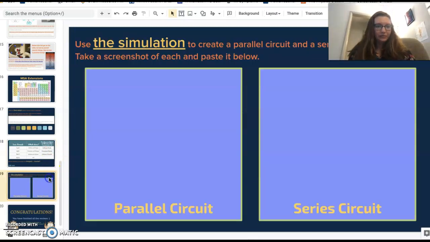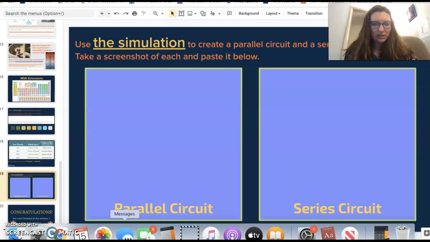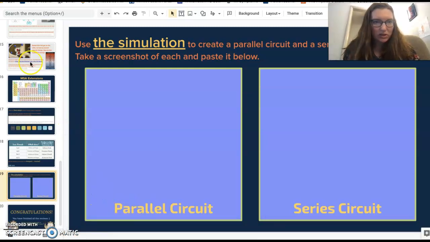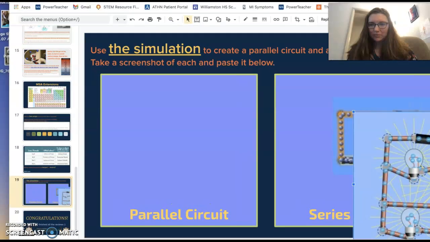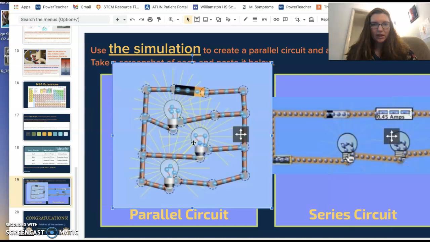Okay? All right, a parallel circuit and a series circuit. I actually did this already, so I think I have it in my pictures here. Okay, so I just pulled these from my photos. So a parallel circuit looks like this, and it has each light bulb. This is kind of like what Christmas lights do.